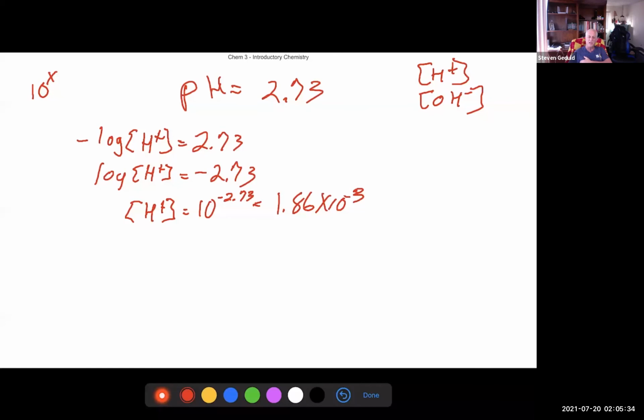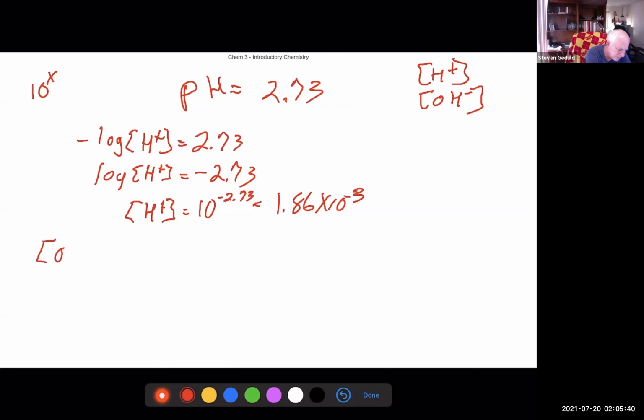From the H plus, I can find my OH. My OH concentration is equal to 1.0 times 10 to the minus 14 divided by my H plus, which I just calculated, 1.86 times 10 to the negative 3.